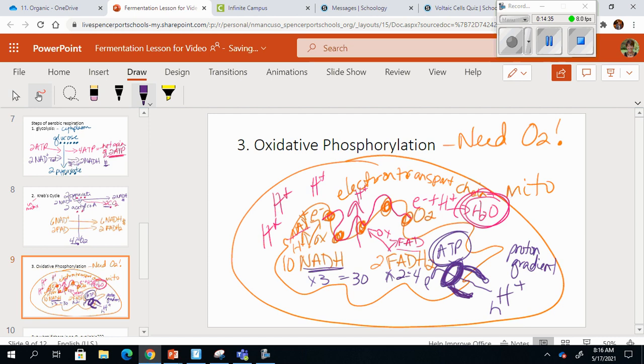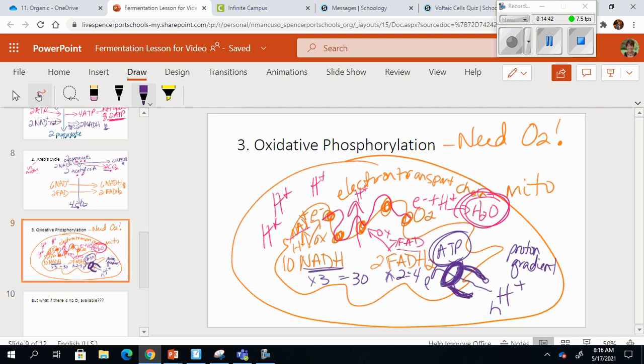Bacteria can't do it because they don't have mitochondria. We can do it because we do have mitochondria. That's how we maximize the amount of ATP that we get.